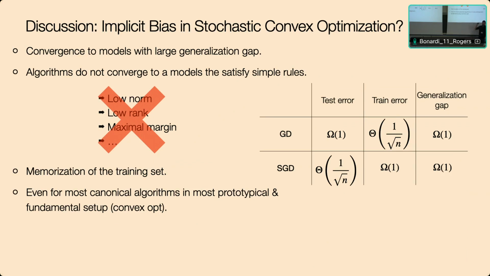Actually, the models in our construction memorize the training set. The whole training set is encoded into the iterate of the algorithm. And this memorization happens even in the most fundamental setting of SCO, for the most canonical learning algorithms. Let's summarize.